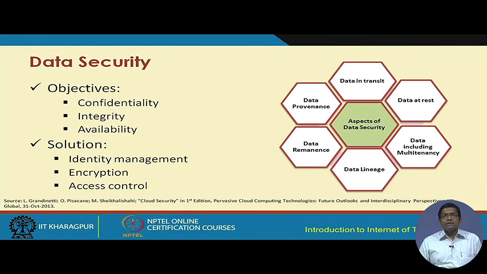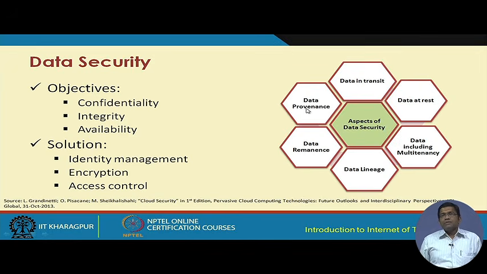So, the different solutions include using identity management techniques, encryption, access control, and so on. There are different aspects of data security: data provenance, data in transit, data at rest. Data at rest means the data that is used for long term use, that does not change too fast and will be there in the server for long term use in the future. Data issues also include multi-tenancy and the data lineage. Data lineage, data remnants, and data provenance are the issues with the data.